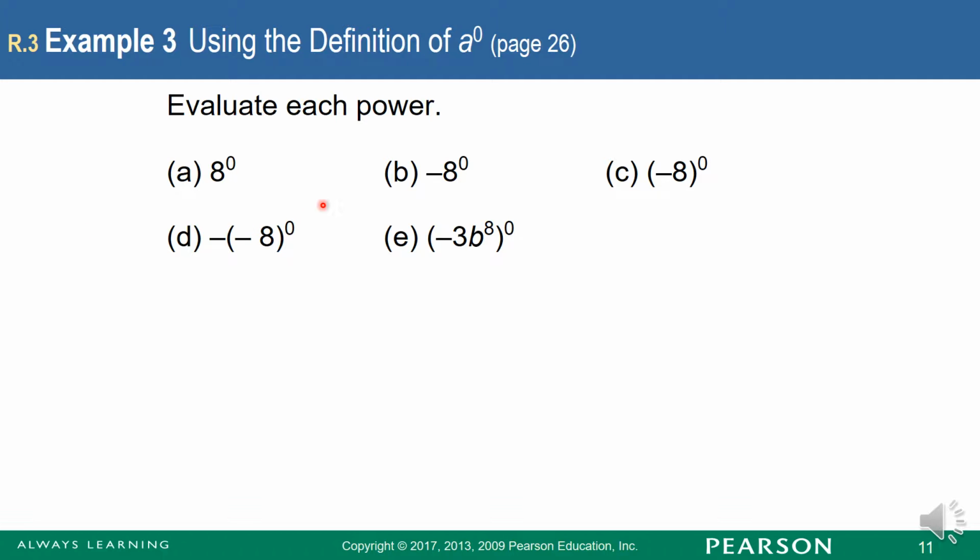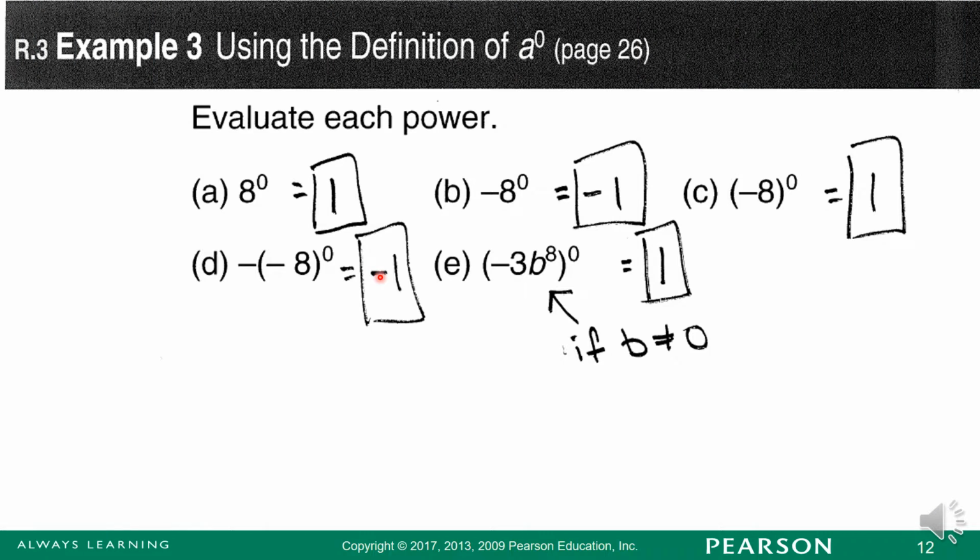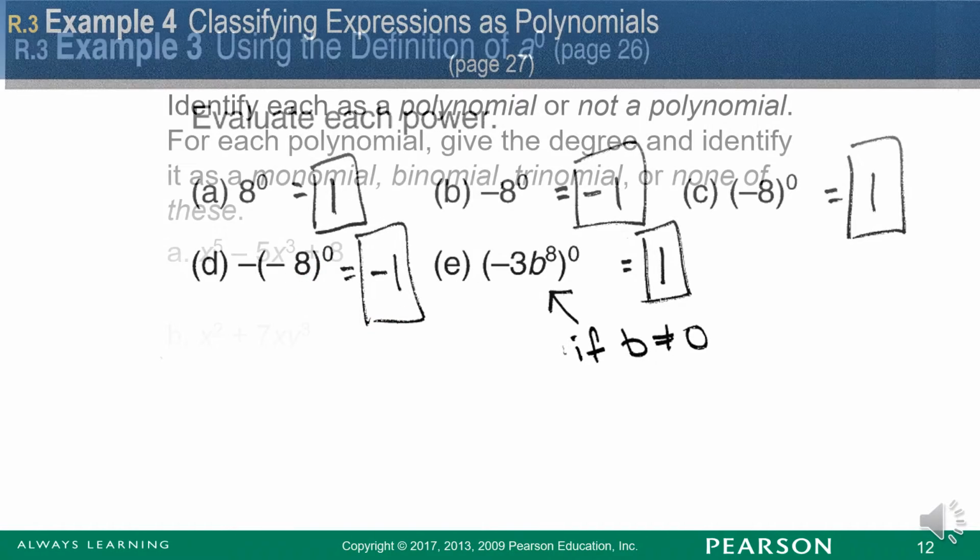Example 3 is about the definition of a to the 0, so we're to evaluate each power, and we simplify the answer. So here the base is 8, and so that's just simply 1, and similarly here the base is minus 3b to the 8th, the whole of the parentheses, so both of those are equal to 1. Here the base is minus 8, and so that is equal to 1. But here the base of the 0 exponent is 8, that's minus 1, and here the base of the 0 exponent is the minus 8, so you get 1, but the minus is there. So the answer is minus 1.